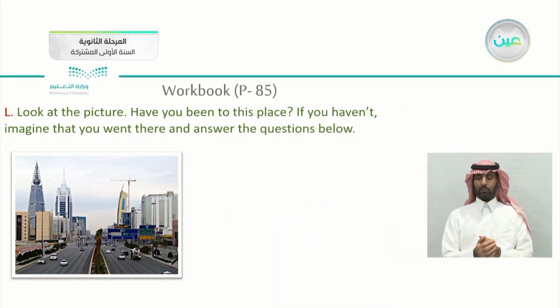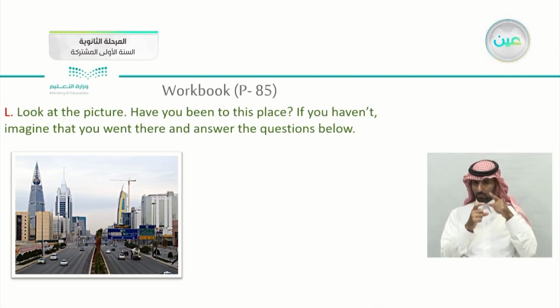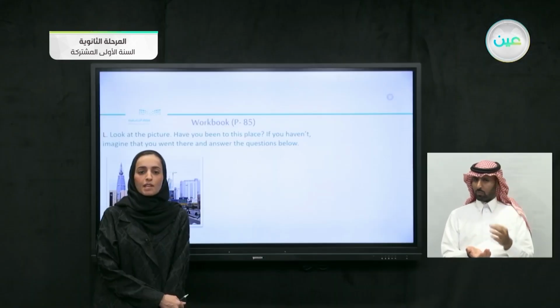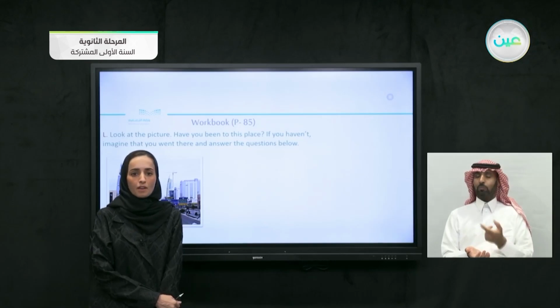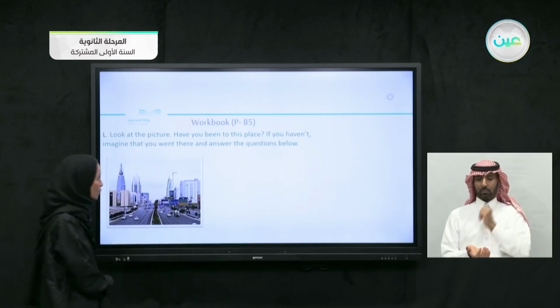Let's continue in here. On page 85, exercise L. Look at the picture. Have you ever been to this place? Let's look at the picture together. Where is it taken from? This is taken from one Saudi city. What is it? It is actually from Riyadh. This picture shows you Riyadh.